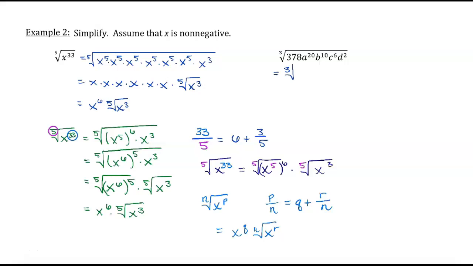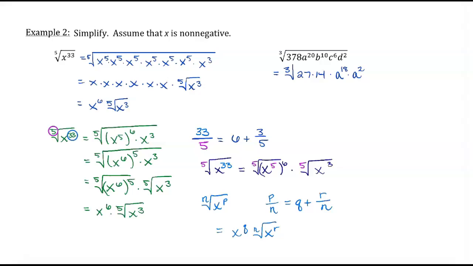Consider that 378 is equal to 27 times 14, with 27 being a perfect cube. Now let's look at a to the 20th. The largest multiple of 3 that is less than 20 is 18. So I'll write this as a to the 18th times a squared.